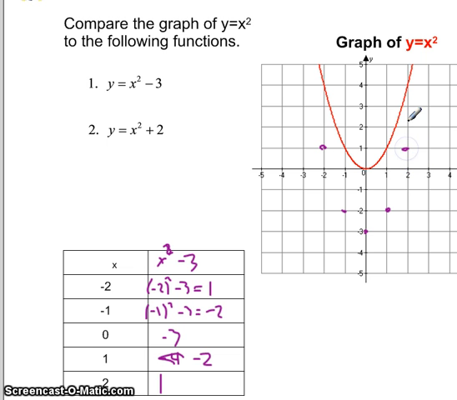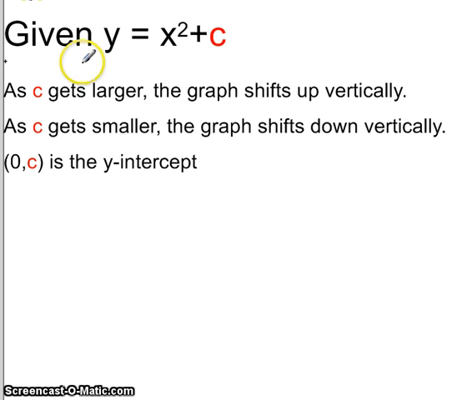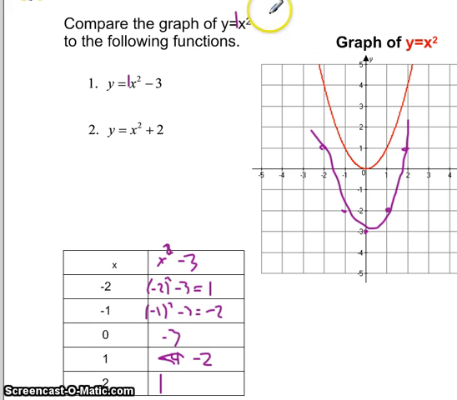You have the same shape, it has the same width because a has the same value. Each of these parabolas has a value of 1, so we would say they have normal width. But if I subtract this value of c, it's going to shift. As c gets smaller, the graph shifts down vertically. So c is changing from 0 to -3, so as it gets smaller, you're going to shift this. It's going to be a vertical shift downward. All right, let's take a look at the next one.